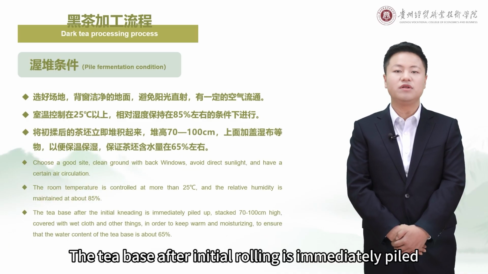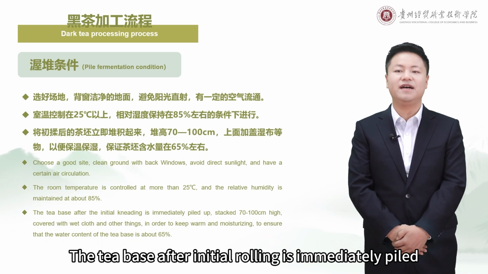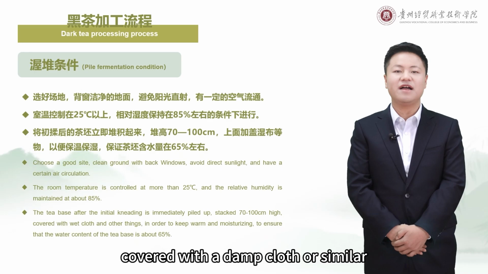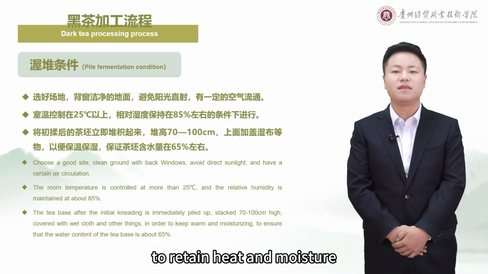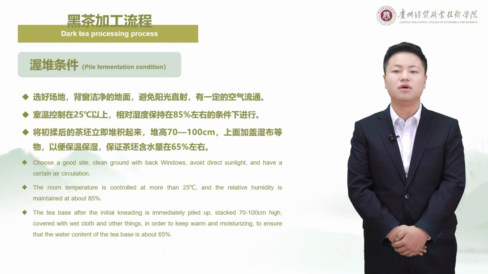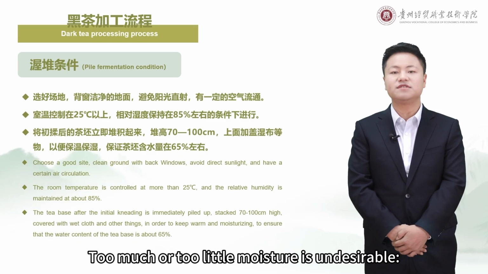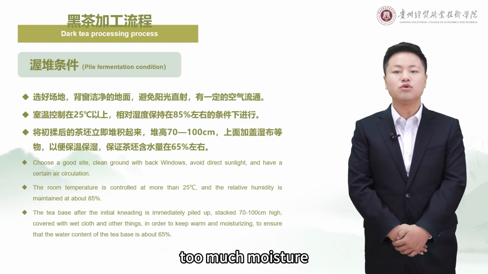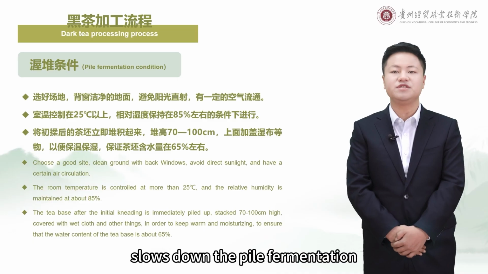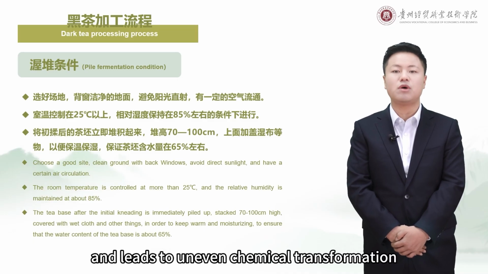The tea base after initial rolling is immediately piled, up to a height of 70 to 100 centimeters, covered with a damp cloth or similar, to retain heat and moisture. The moisture content of the tea base should be around 65%. Too much or too little moisture is undesirable. Too much moisture can cause rotting. Too little moisture slows down the pile fermentation and leads to uneven chemical transformation.